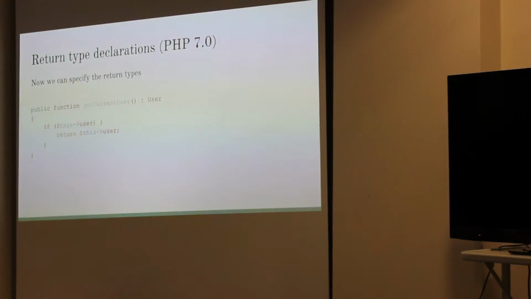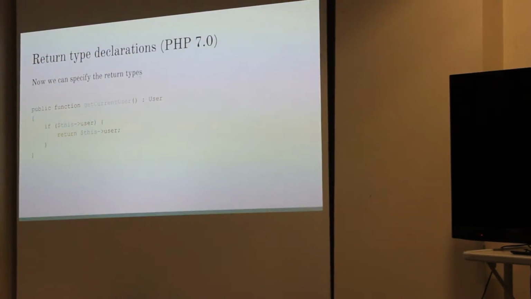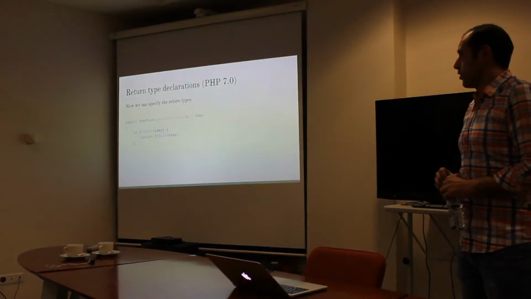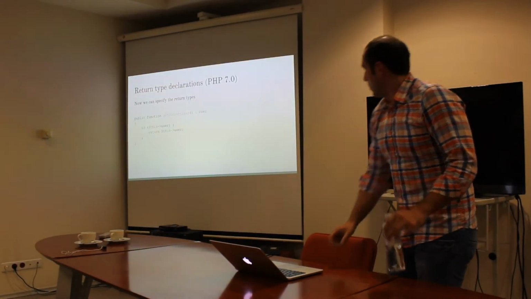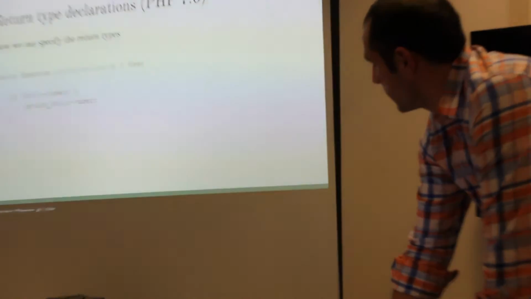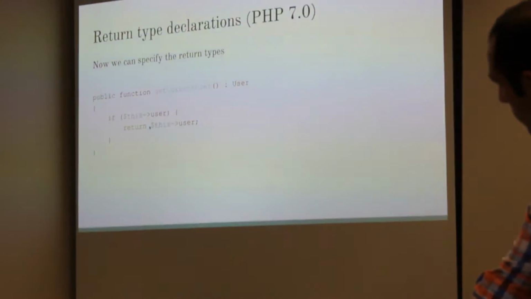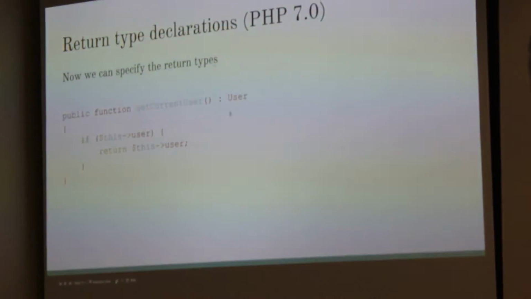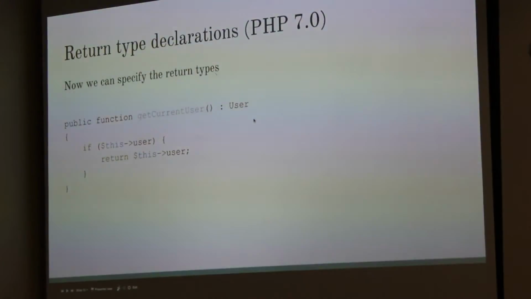This is another new feature. So basically we can have return types, but this can be any scalar or not scalar. So in this example, we get the current user and we return the user itself. So if we have it, we return the current user, which needs to be a user class.